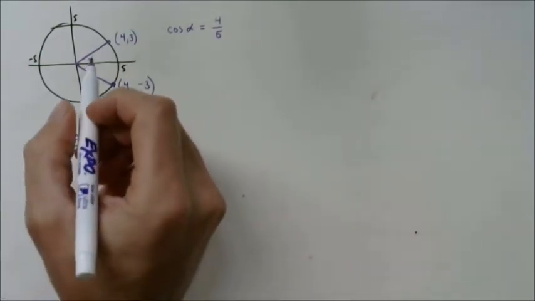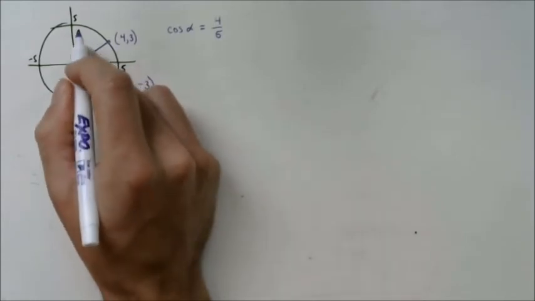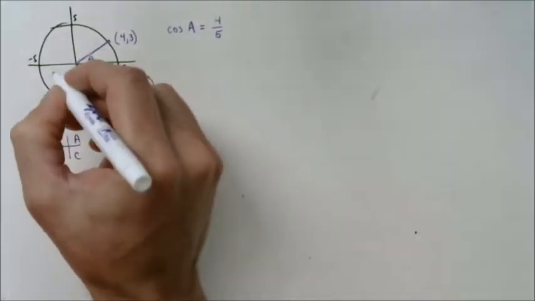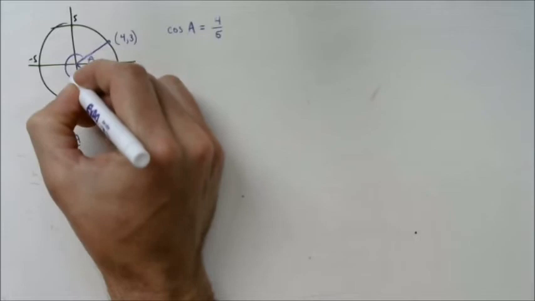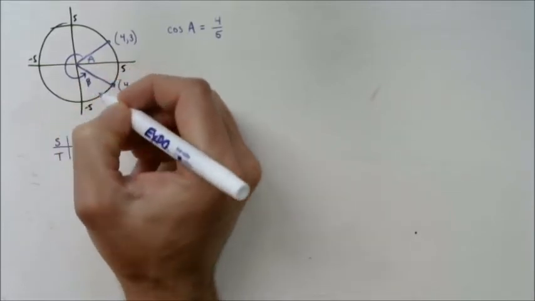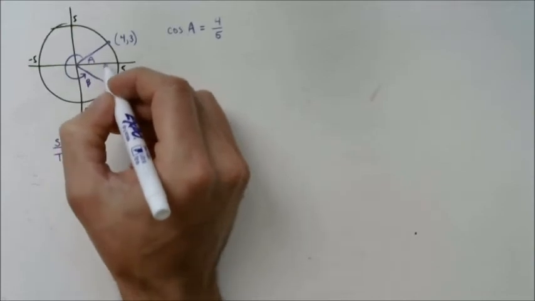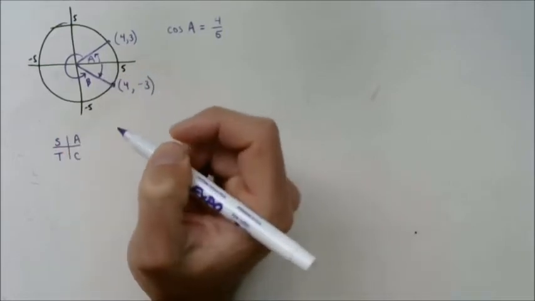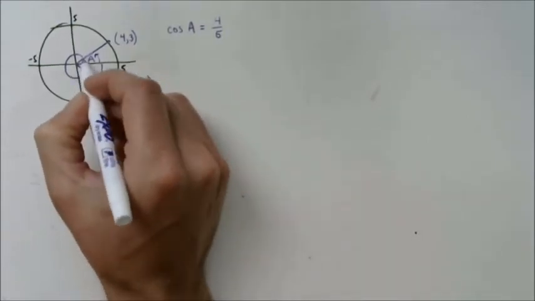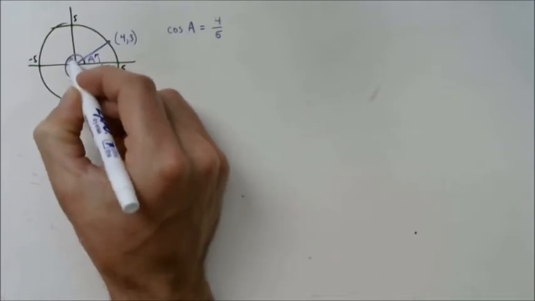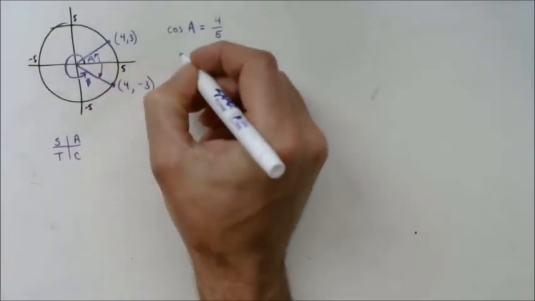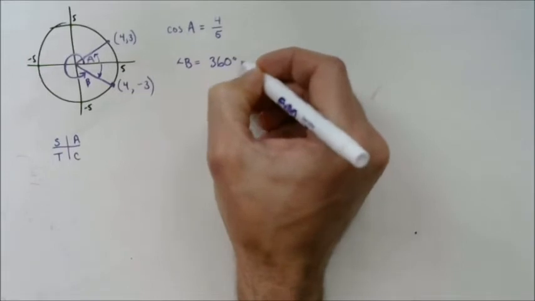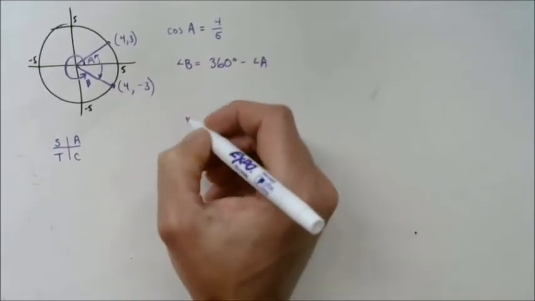And so what's the relationship here between angle A, let's call it angle A again, and this new angle that we've drawn, which we'll call angle B? Well, the same distance that we went here for angle A, we're going backwards for angle B. What does that mean? Angle B has to start at the initial arm and go all the way around to here, so the measure of angle B is 360 degrees minus the measure of angle A.